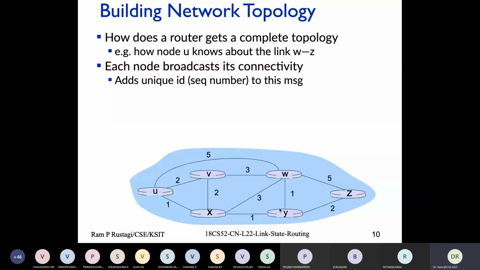Let me repeat the question again. When you broadcast this information on the links to the nodes V, X, and W, saying my costs to W is 5, to V is 2, to X is 1, how many copies of this broadcast message sent by U are received by router Y? Anyone want to give a thought and give me the answer?